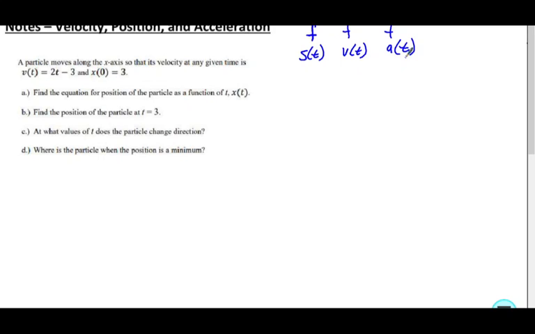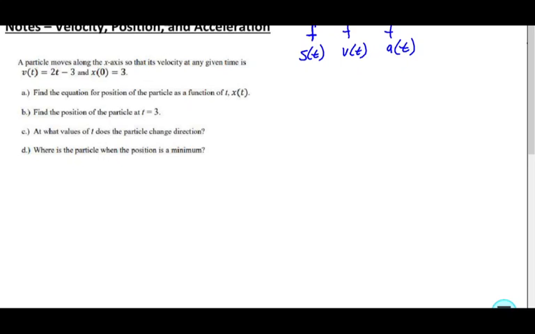So if we have a particle that moves along the x-axis so that its velocity at any given time is v of t equals 2t minus 3, and x of 0 equals 3, that means x, the position at time 0, equals 3. It says find the equation for the position of the particle as a function of t, x of t. So they want us to find the position equation.